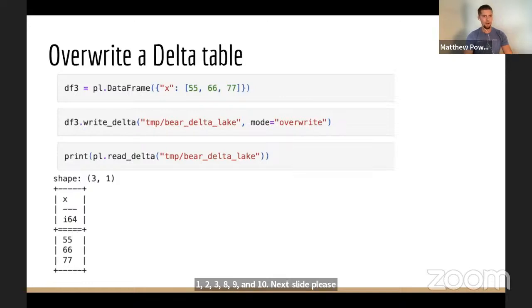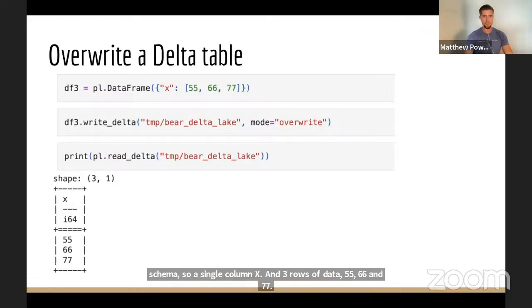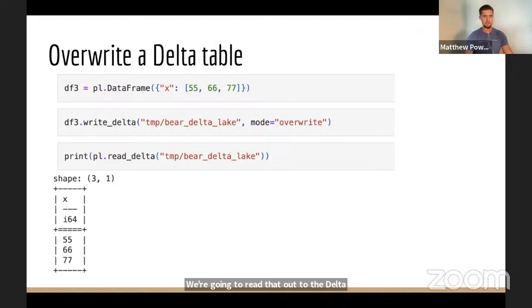So now let's overwrite the Delta table. We are going to instantiate a third Polars data frame, same schema, so a single column X and 3 rows of data, 55, 66, and 77. And then we're going to write that out to the Delta table, and this time the save mode is going to be set to overwrite.